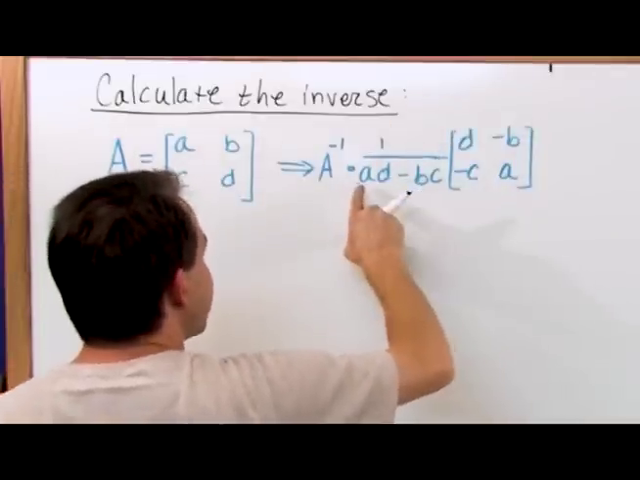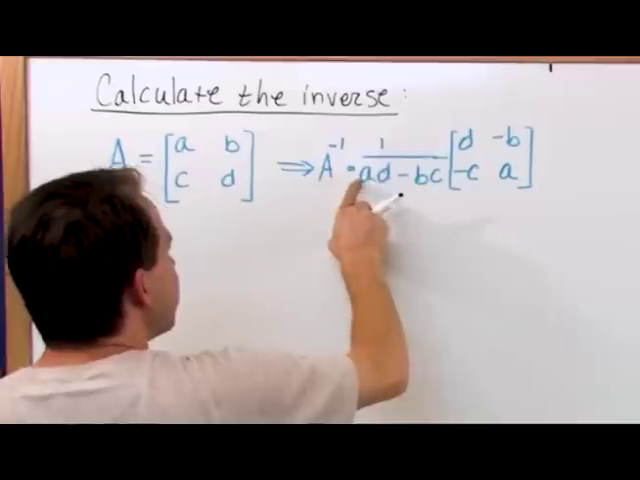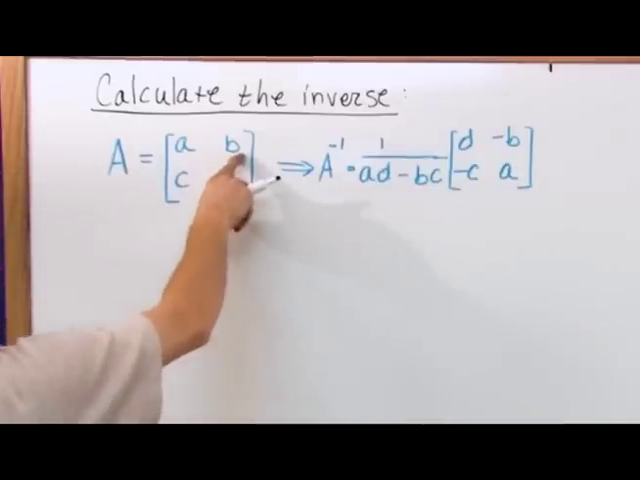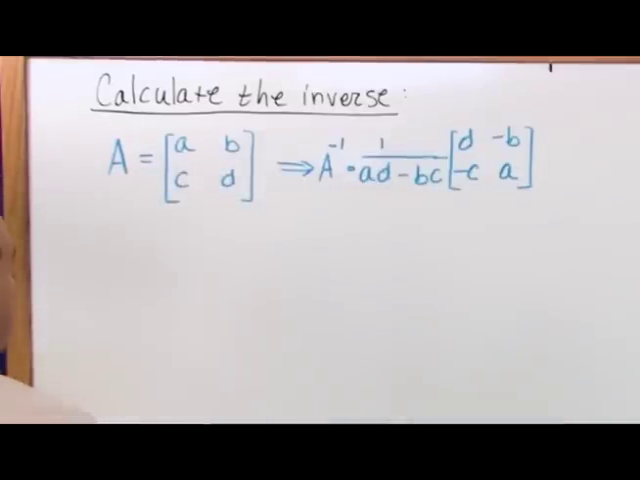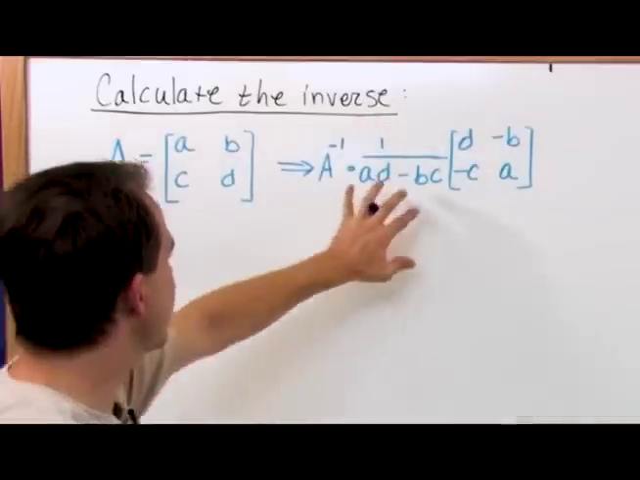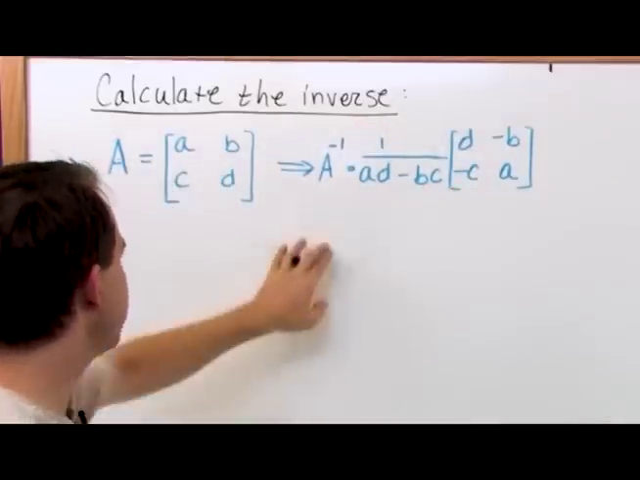You multiply that matrix by a number. This bottom stuff is just going to evaluate to a number: A times D minus B times C. And that's going to be a number, and you multiply it just like we've learned how to multiply a number by a matrix, and that's going to be the matrix inverse.